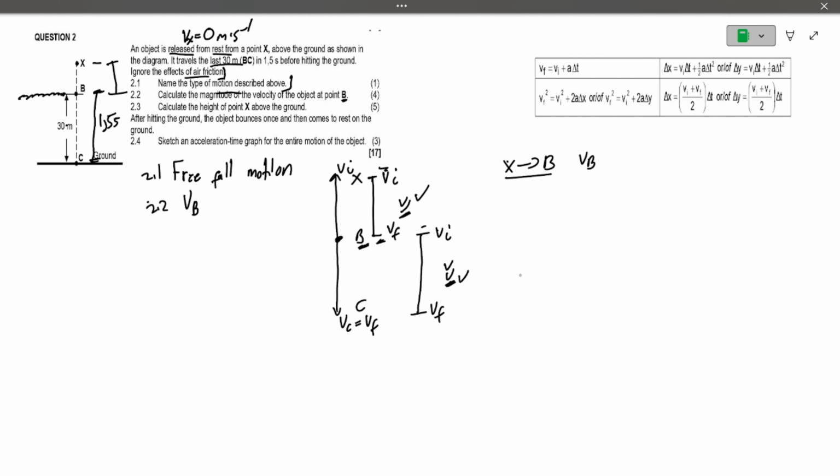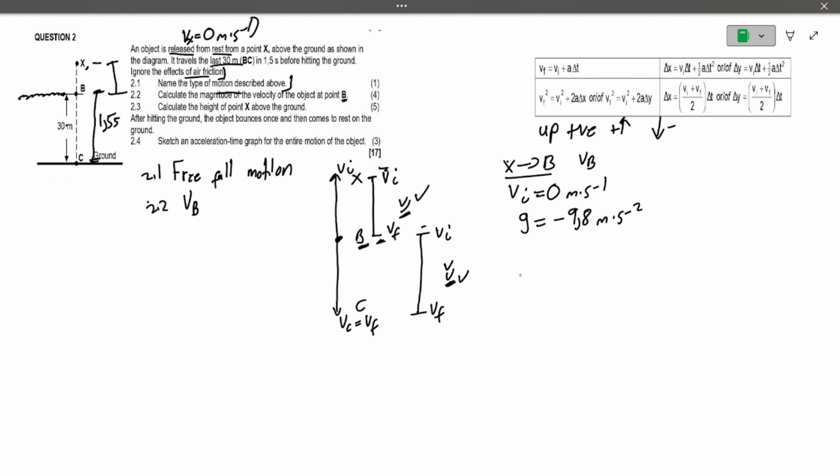Looking at that motion only, the initial velocity, because the ball is dropped from rest, the velocity at X is equal to 0 meters per second. And then another variable that we are given, and it's always there: let's choose direction up as positive. If up is positive, down is negative. The gravitational acceleration is always down, so it's negative 9.8 meters per second squared.